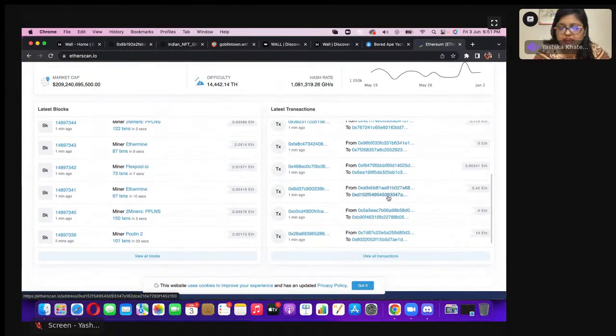Say for example, if my transaction was here, you could have seen that from yashika.eth, 1.42 ether went to harshit.eth, which means that our usernames, instead of the 0x blah blah wallet address, could be our names, which makes it simpler.